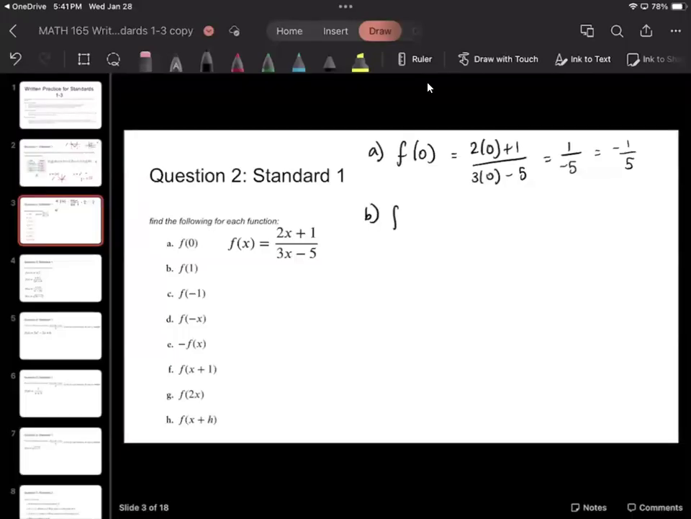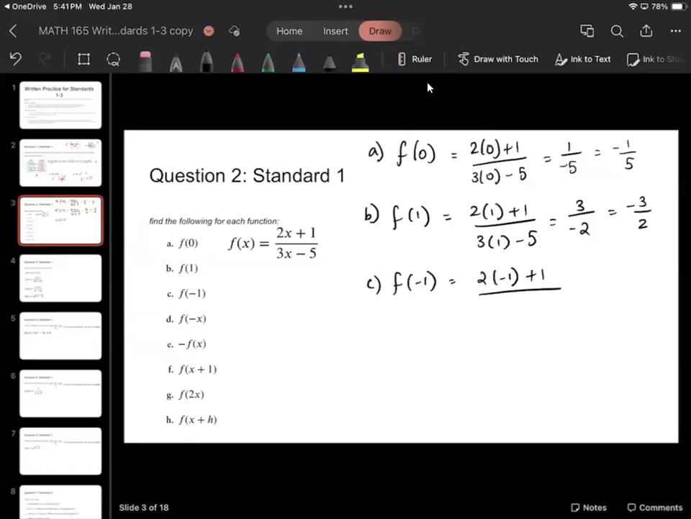Part B is f of 1. Do the same thing. 2 times 1 plus 1 over 3 times 1 minus 5. Simplify. 2 plus 1 is 3. 3 minus 5 is -2. And that is this. F of -1 is 2 times -1 plus 1 over 3 times -1 minus 5. So that is -2 plus 1 is -1. -3 minus 5 is -8. So that is 1/8.